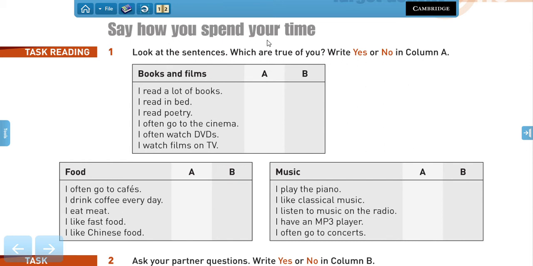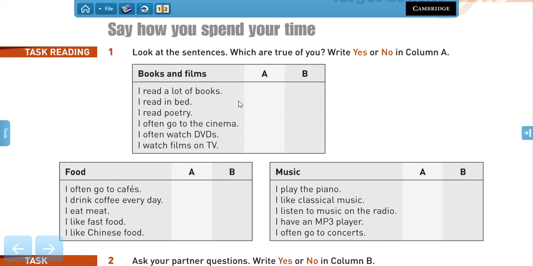Okay? So we have, I read a lot of books. I read in bed. I read poetry. I often go to the cinema. I often watch DVDs. I watch films on TV. So for example, I read a lot of books. Yes, right? So I write yes. I read in bed. Yes. I read poetry. No, I don't read poetry. I often go to the cinema. Yes. I often watch DVDs. No. I watch films on TV. Sometimes. Yes. Right? So those are the sentences that are true for me.